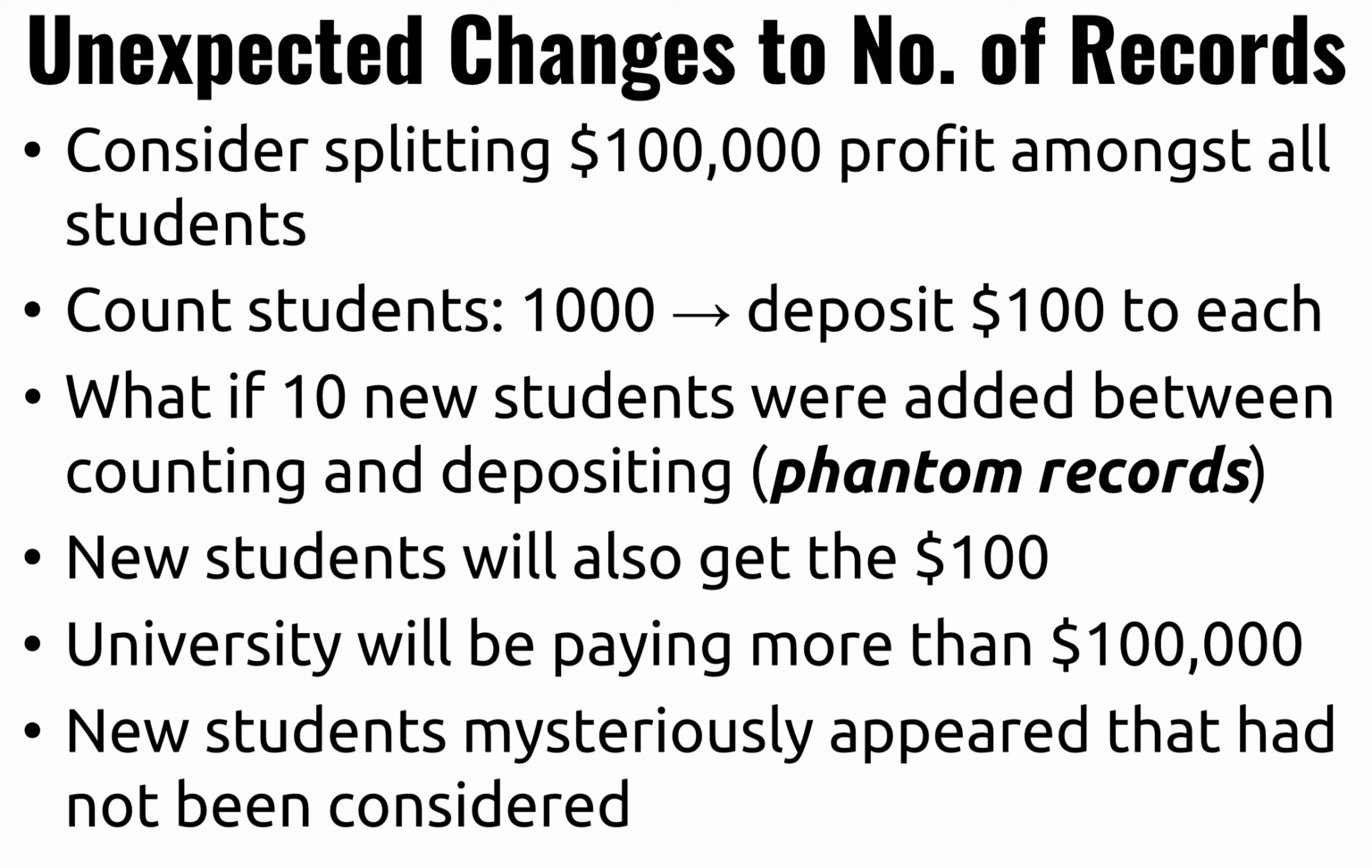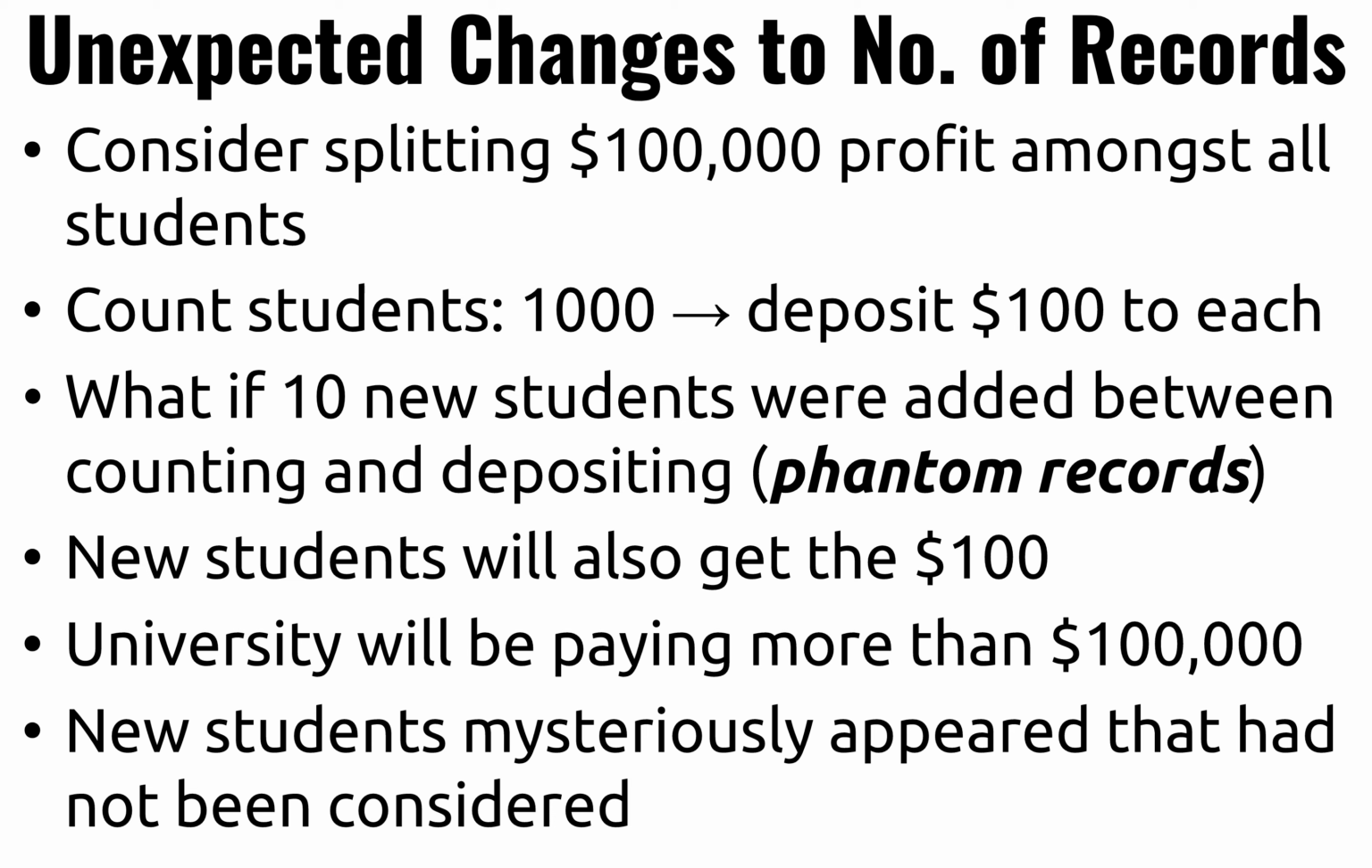Here's an example where I do a count of the number of students at the end of a year, and from several fundraising events that we've done throughout the year, we've been able to raise $100,000. And we want to split it up amongst all the students in the student body. There's 1,000 students, so everybody's going to get $100, yes?